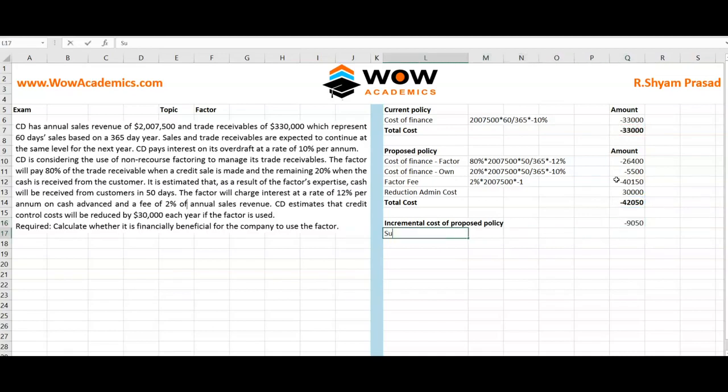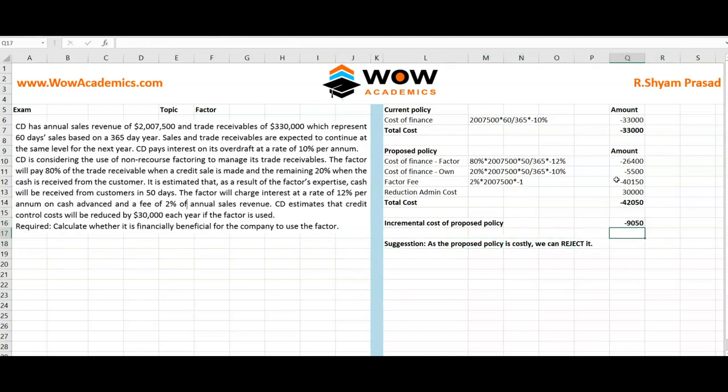So we can give a suggestion. So the suggestion can be, as the proposed policy is costly, we can reject it. So you can put it as bold, and if you want, you can take it like one sentence down. So if you want, you can bold certain items so that it looks neat.